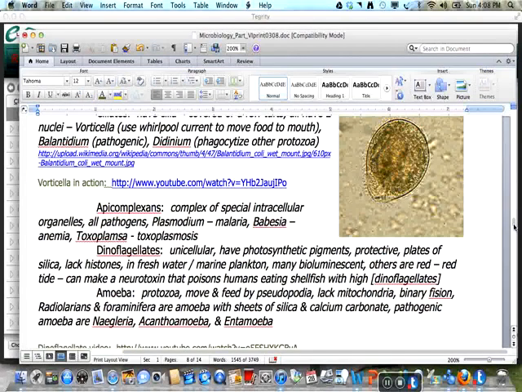The apicomplexans have special intracellular organelles. All of these are pathogens and include the Plasmodium species that cause malaria, Babesia causing anemia, and Toxoplasma causing toxoplasmosis.